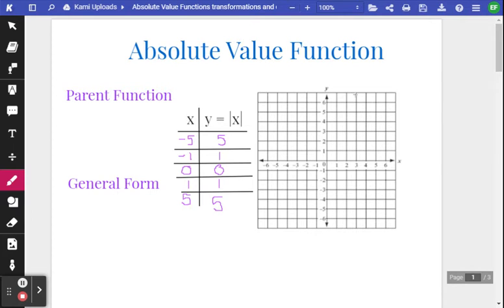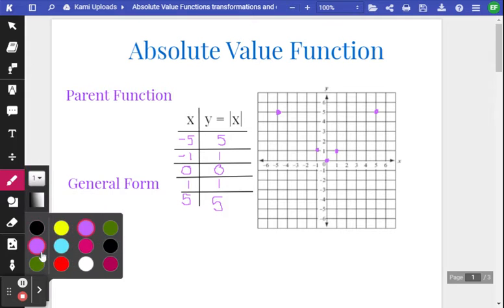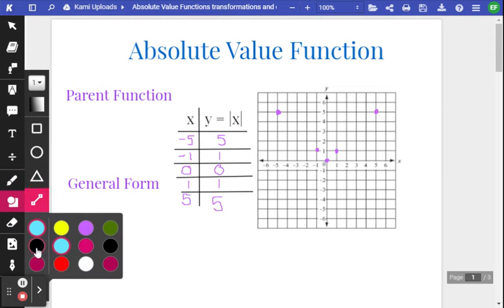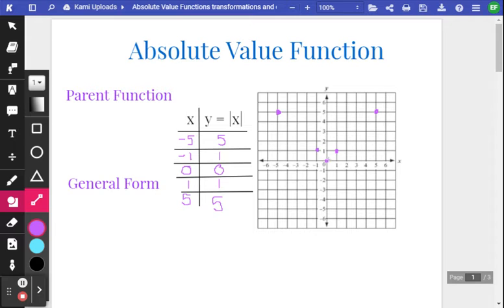So let's go ahead from here and plot some of those values so we get the idea of what the shape looks like for an absolute value function. So I'm plotting -5, 5, -1, 1, 0, 0, 1, 1, 5, 5. We can see from here that our absolute value function has this V shape to it. I'm going to use my straight line tool so that we can see that we get nice straight lines on both sides.